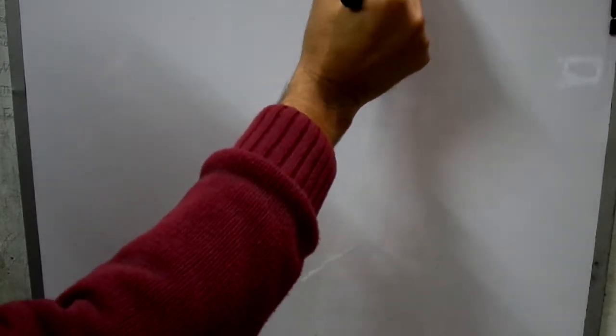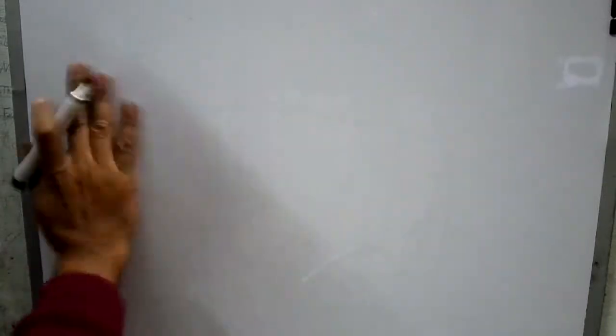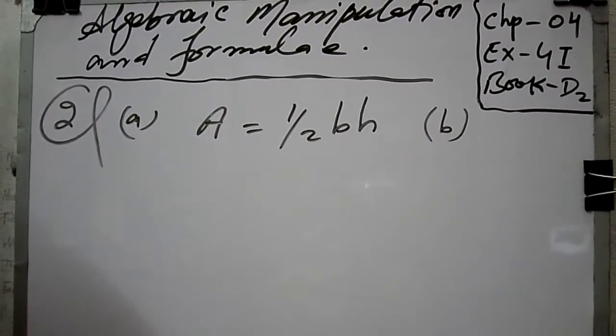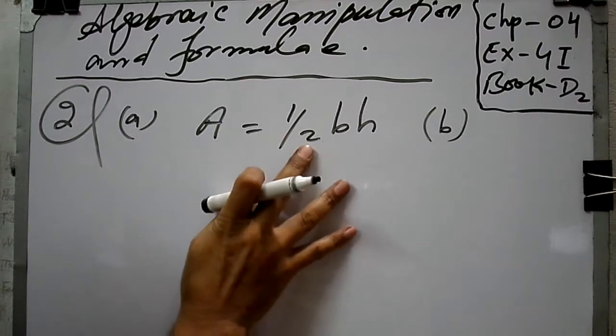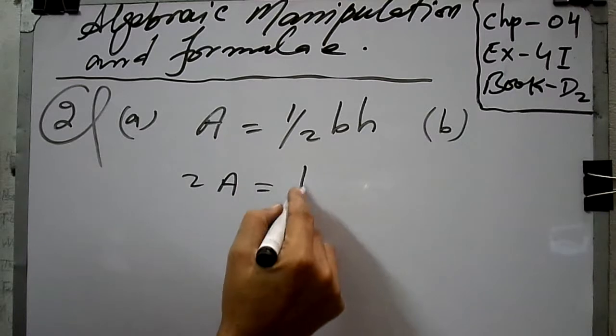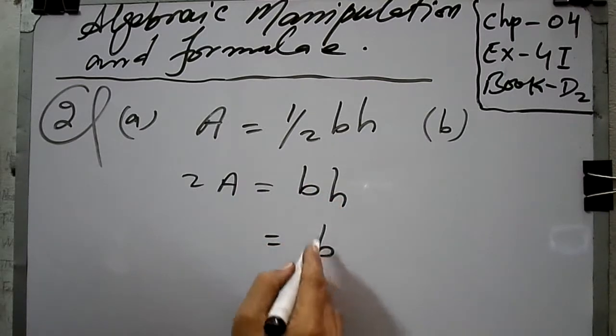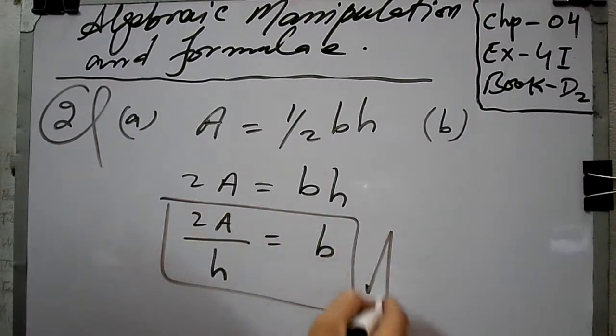In question number 2, part a, we have A is equal to half bh. You have to make b the subject, which is given in brackets. How can we find b as the subject? We need the value of b. So first of all, remove the denominator here. By using cross multiplication, you will get 2A is equal to bh. You need the value of b, so h will be divided. So here is your result.